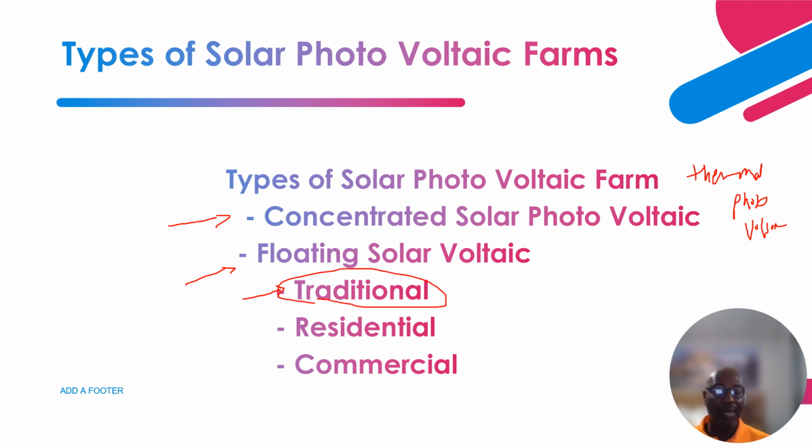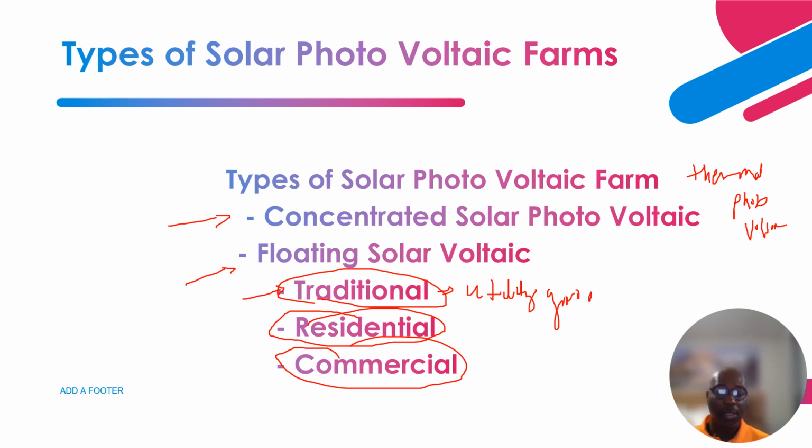You have the traditional one, and you can have the residential one and also the commercial one. So the traditional one, you can have a utility grade, then residential, the ones that you find on the roof of your houses. Then commercial, the one that you find on commercial facilities, like shopping centers and all those things. You can also have one in industrial facilities.